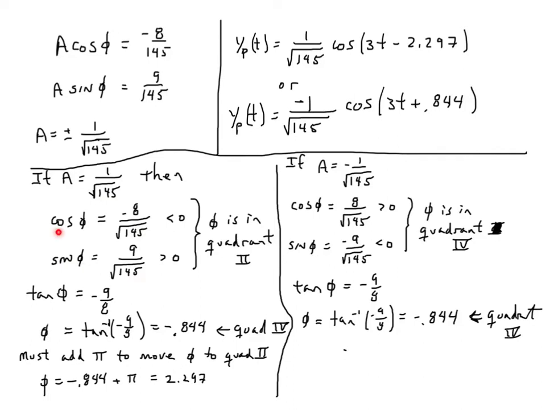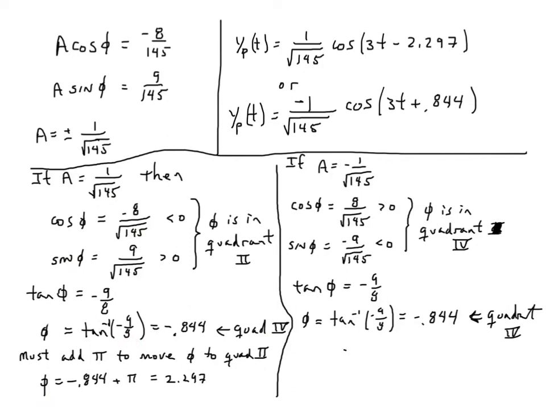Dividing the sine of phi by the cosine of phi gives me the tangent of phi, and I have the statement that the tangent of phi must be 9 over 8. Wait, to find phi, I take the inverse tangent, but you've got to be careful that the inverse tangent, in this case, returns a value that's in quadrant 4. The inverse tangent always returns values between pi over 2 and minus pi over 2. So this is the one tricky thing: this expression is in quadrant 2, this expression is in quadrant 4. To move it into quadrant 2, I would add pi.